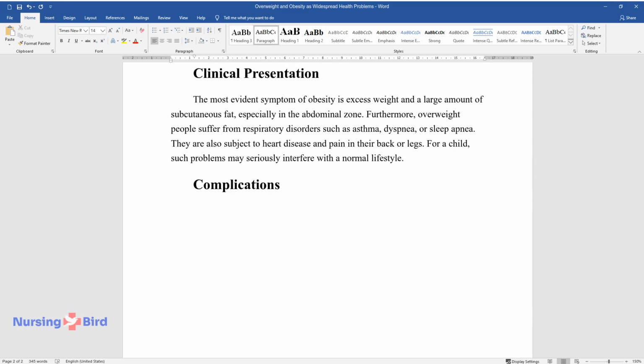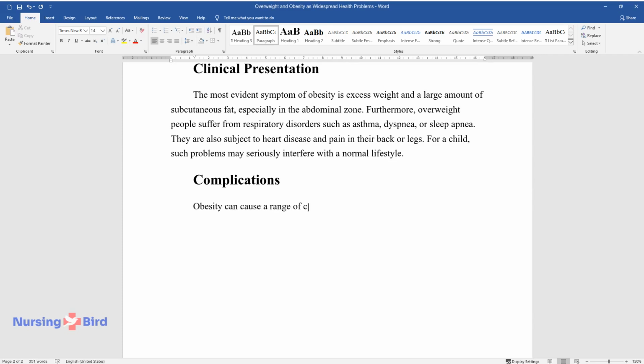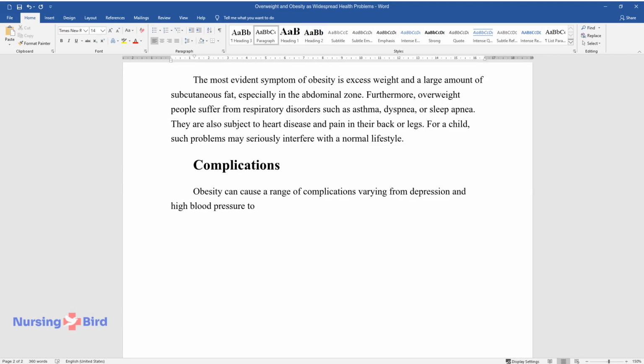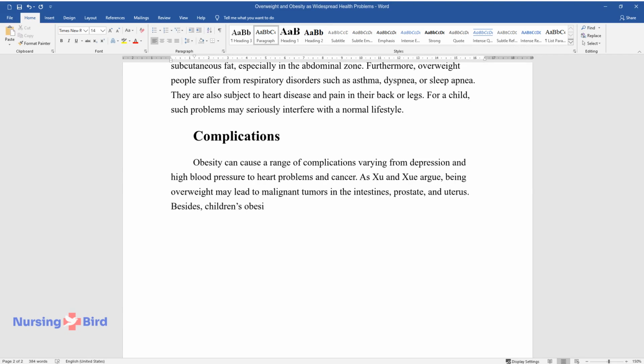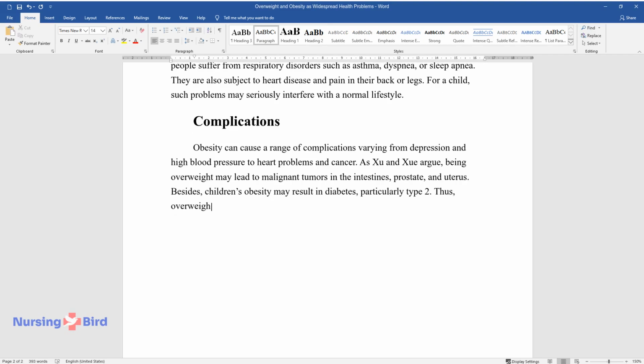Complications. Obesity can cause a range of complications varying from depression and high blood pressure to heart problems and cancer. As Su and Shua argue, being overweight may lead to malignant tumors in the intestines, prostate, and uterus. Besides, children's obesity may result in diabetes, particularly type 2. Thus, overweight should be treated as soon as possible to prevent the mentioned problems.